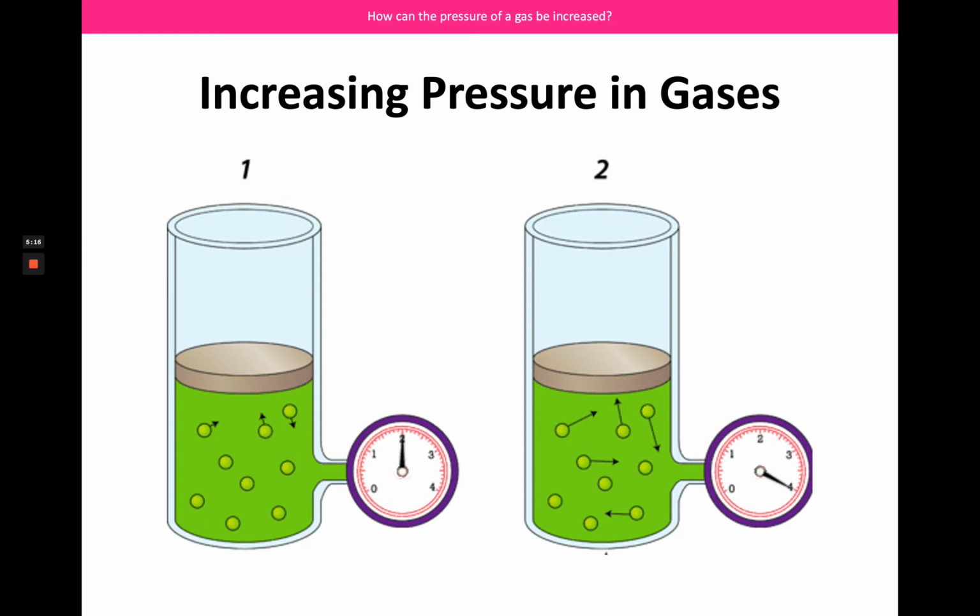And our final example, so again, on the left-hand side, we've got a pressure in our container 1 of 2, and on the right-hand side, we've got a pressure of 4. Have a think about what's different between them, and therefore what's causing this increase in pressure. And just pause the video, have a little think, and then we'll look at the answer.